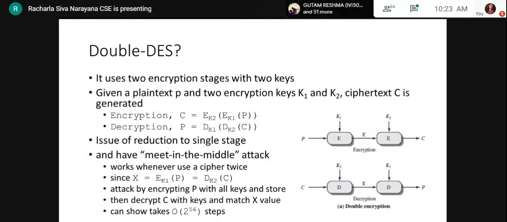Now, what are the problems with double DES? The problem is the reduction to a single space. Why are we taking two different keys? Decrypting with this approach comes under cryptanalysis. In single DES, the cryptanalysis needs 2 power 56 possible keys to find K1.